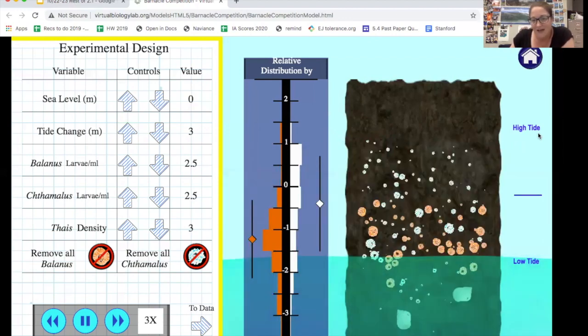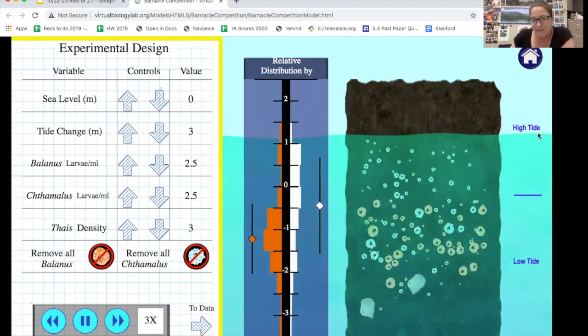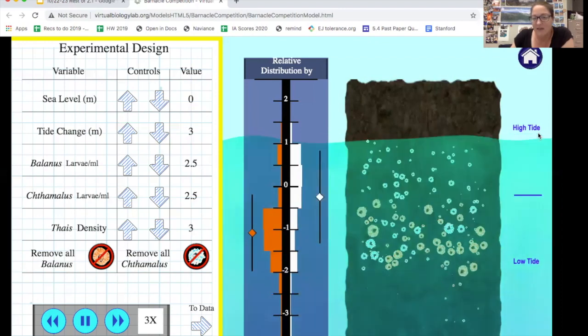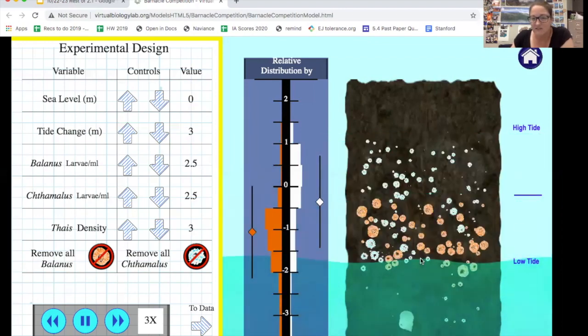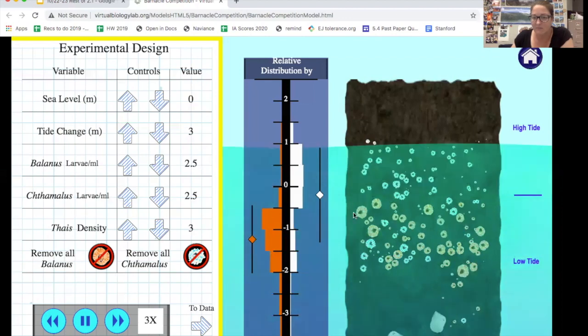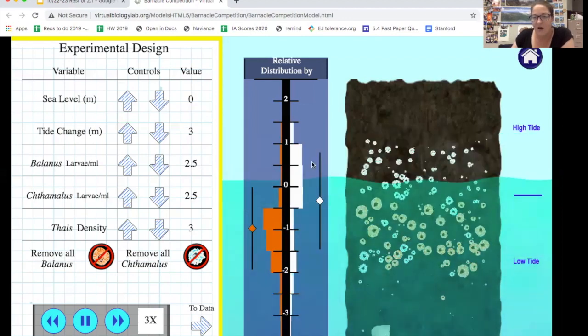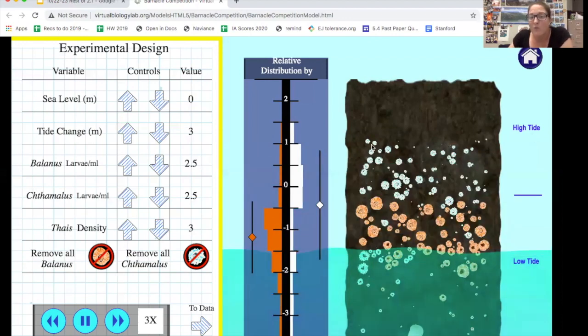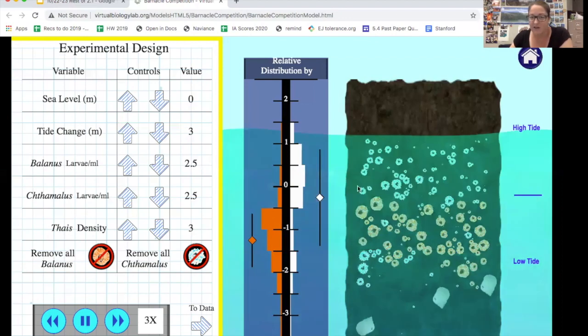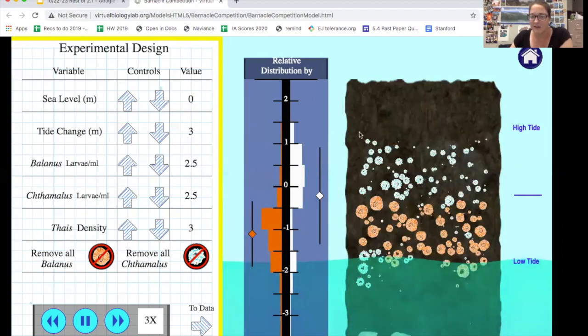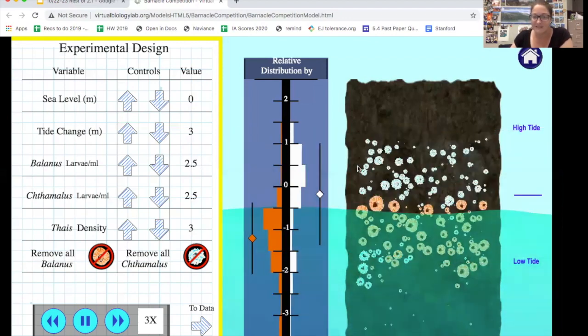So over time, we start seeing that primarily the orange ones are in this zone between low tide and mean. And the white ones, relatively speaking, are more above the mean tide line between there and high tide. The white ones would love to live from here to here. We call that their fundamental niche, where they're really well adapted to live. But they get outcompeted by the orange ones in this zone.